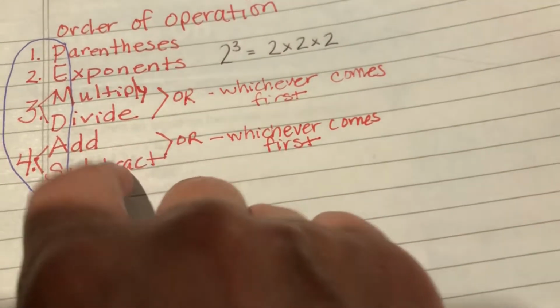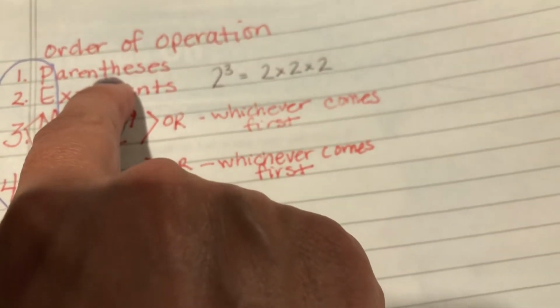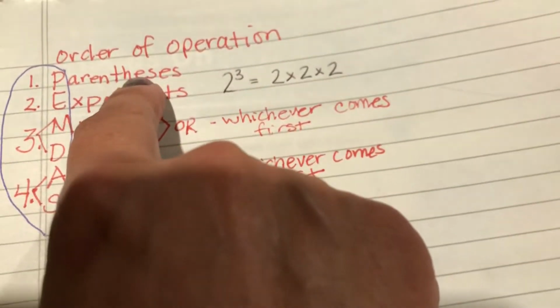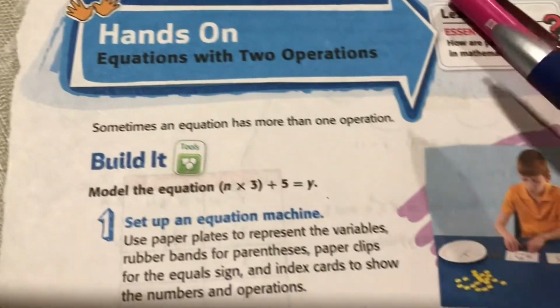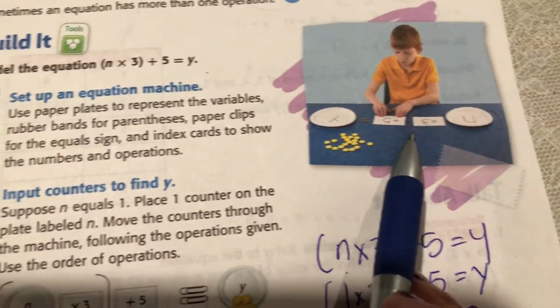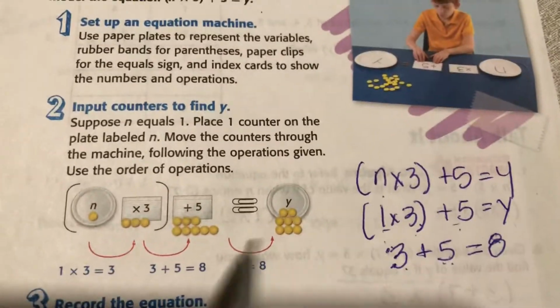Now, if any of these are inside the parentheses, you do that first. Doesn't matter if it's add or subtract, you do it first, okay? If you don't, your answer will be wrong. Okay, so let's go ahead and take a look at this. This is Build It. They're using a little model here. We're not going to do that.